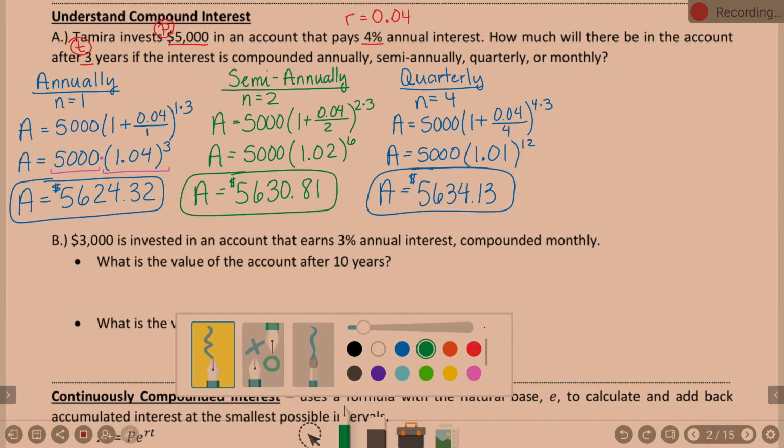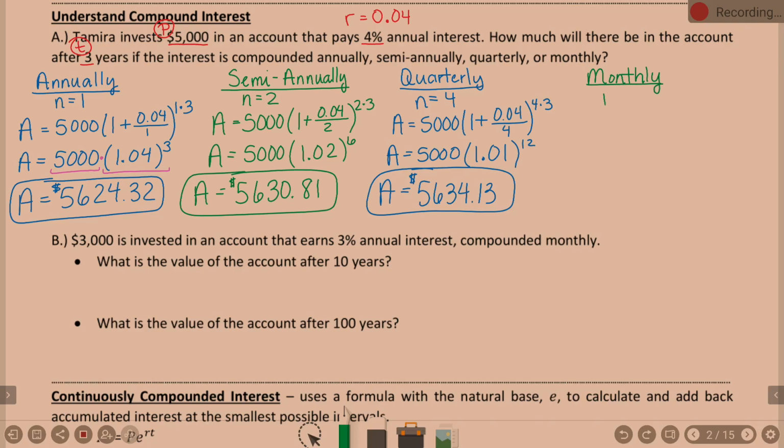And the last part of this one is monthly, which means 12. If something is done monthly, it is done 12 times a year. And so now my n becomes 12. So, still principal of 5,000, 1 plus, still an r value of 0.04, divided by an n value of 12, raised to the 12 times 3.